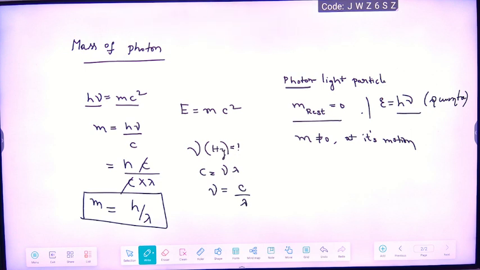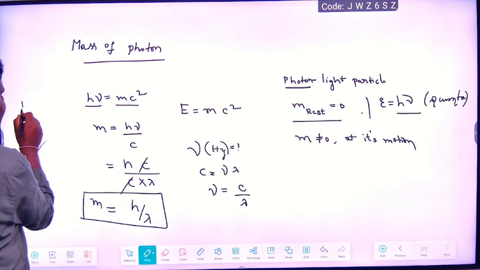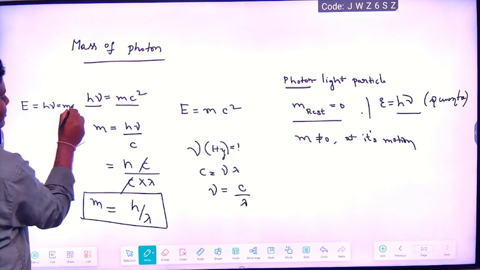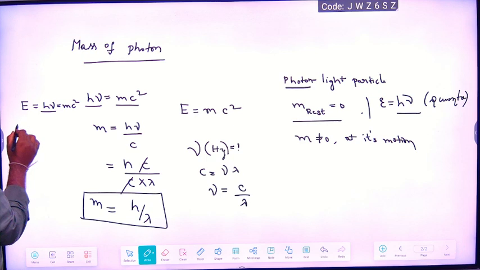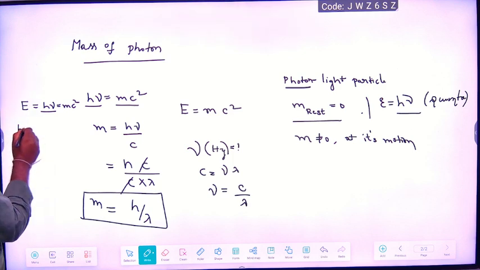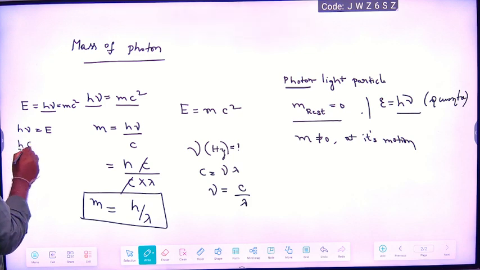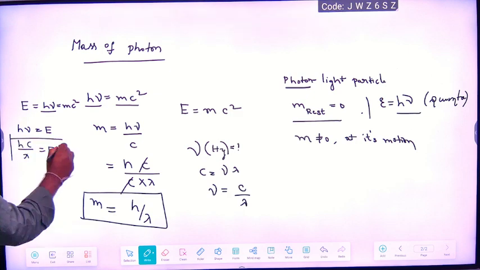What is the energy of the photon then? You can write here: energy of the photon E is equal to h mu, which is equal to mc square. Correct? Now h c by lambda is equal to E. This is the energy.